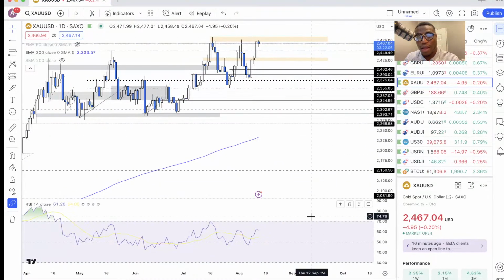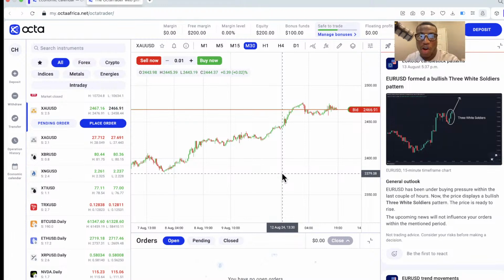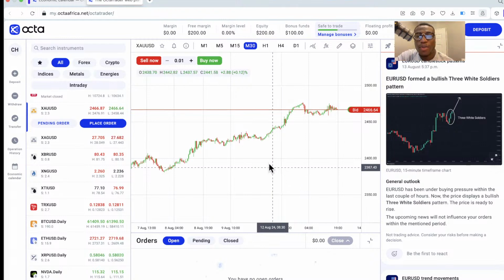All right. So what I'm going to do right now is to go over to the Octa Trader web platform and show you guys exactly how to use the Octa Trader to execute trades, especially for beginner traders. If you're new to our live trading sessions and you're new to Octa, this is the Octa Trader web platform that you can use.